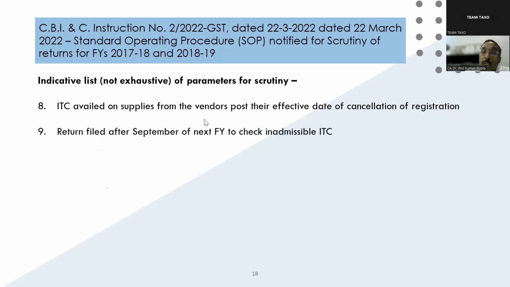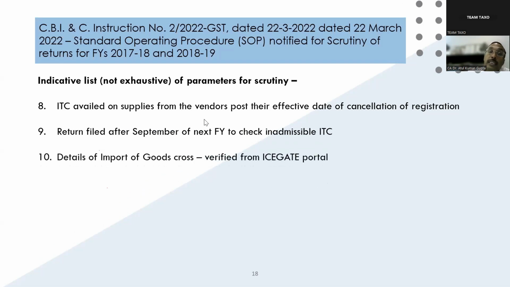Then, my dear friend, you are aware that the ITC will become inadmissible after the 30th of November. So it's very, very important for all of us, as per Section 16, subsection 4, that any credit I have to take for the financial year 2023 has to be taken by 30th of November, which is just a few days away. So it's very important that in the 20th of October return, we take the entire credit, whatever relates to the year 2023. Then, my dear friends, in case of import of goods, whether they are matching with the ICEGATE or not is something very important.